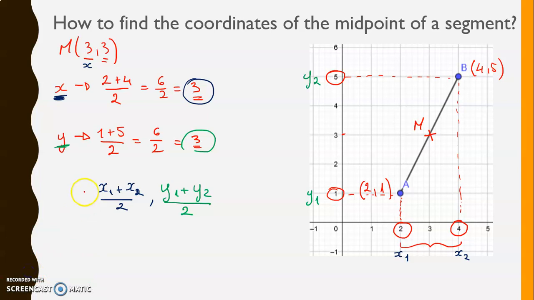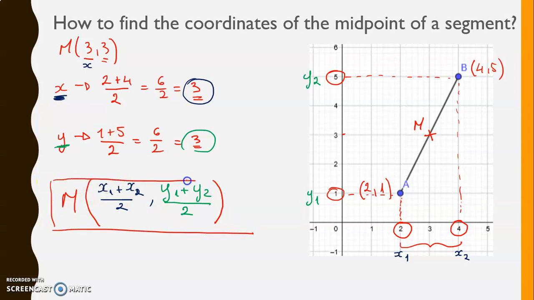And we can actually observe that we came up with a formula, and this is the formula to work out the midpoint of a segment. So we take the average of the x components, which will give us the x component of the midpoint. The average of the y components will give us the y component of the midpoint.